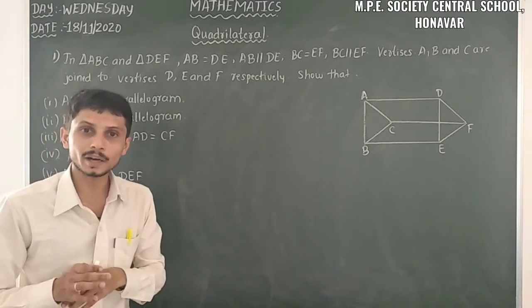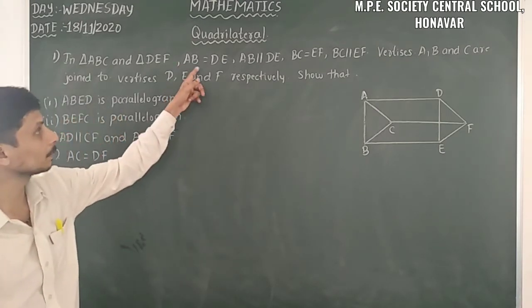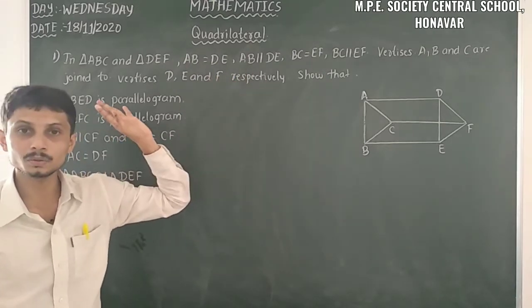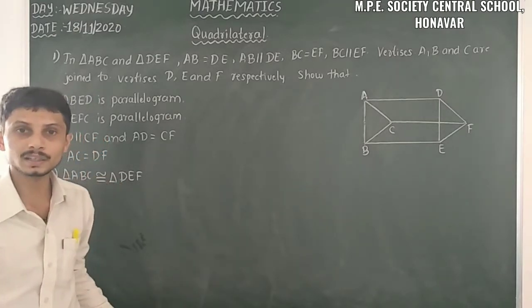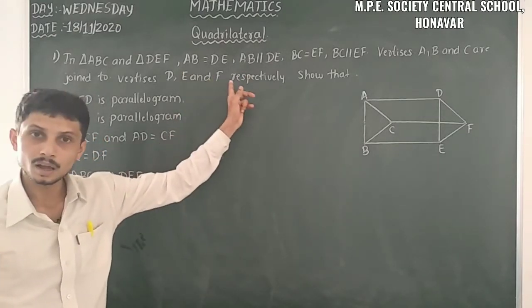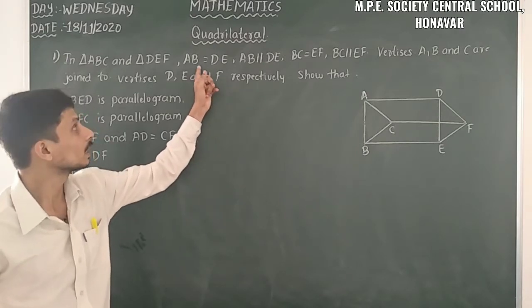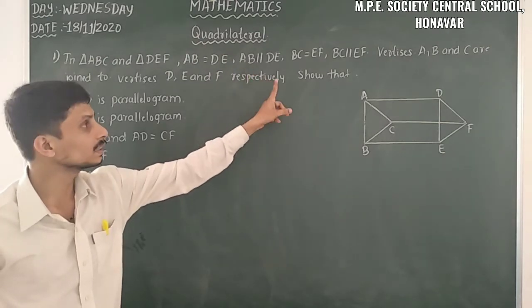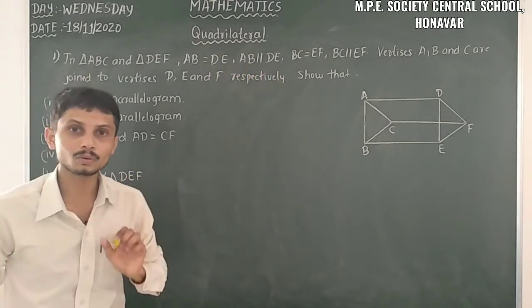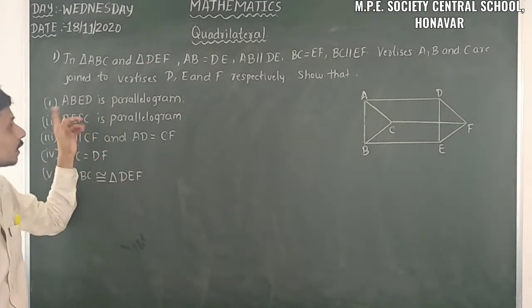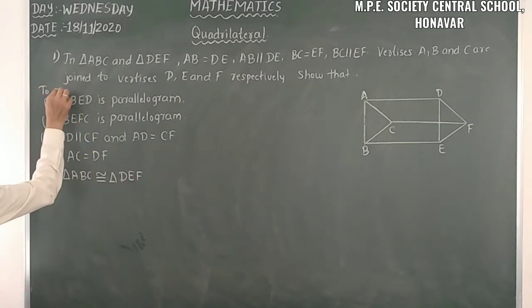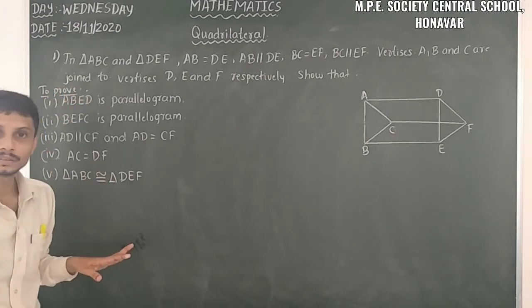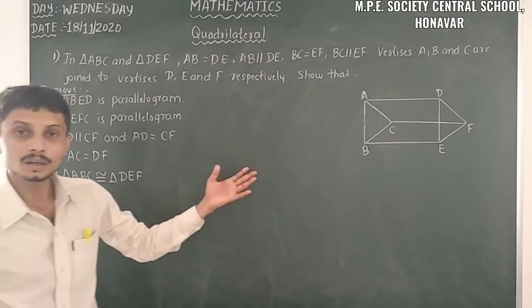After that we have to write the given terms. What are the given terms here? AB is equal to DE, AB is parallel to DE, BC is equal to EF, and BC is parallel to EF. You have to write this in your notebook; I am not writing it here. Then you have to write what is to be proved, and after that you go into the proof.